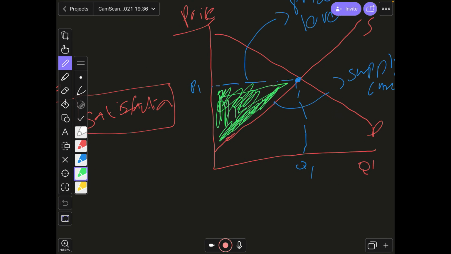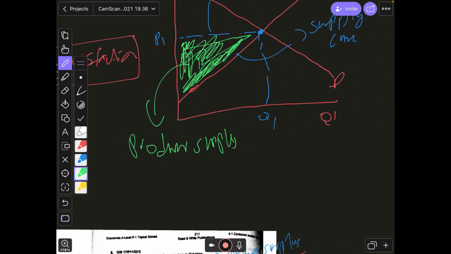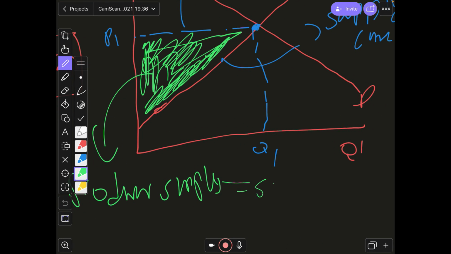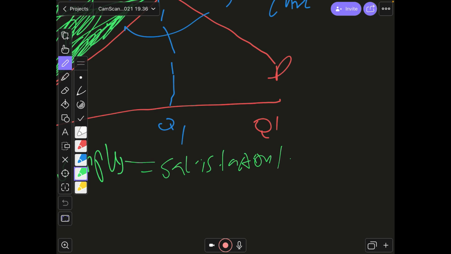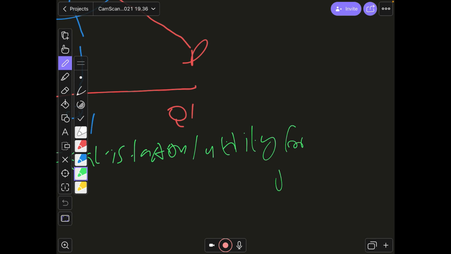So this whole area, this green area, represents producer surplus, which, as we discussed, is satisfaction or utility. Utility is a more technical word to use, so it's better to use utility in this case. Utility for producers.